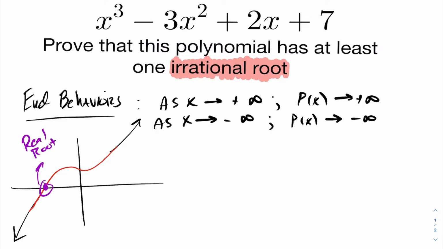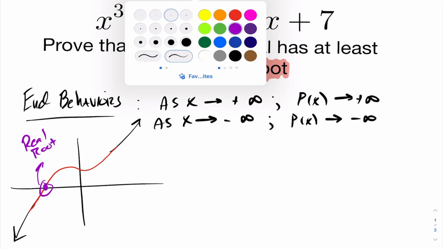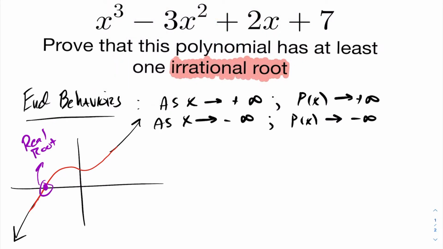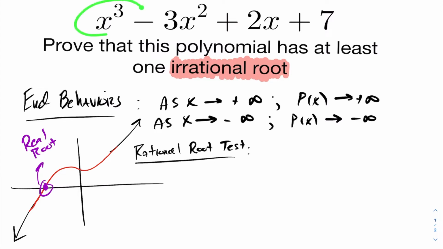So what we need to show now is that it is a real root, but more precisely, that the root is irrational. This is where the rational root test comes into play. If you missed the lesson on the rational root test, I will link that in the top right-hand corner. For those of you who've seen it, let's apply the rational root test. I know that if my polynomial has a rational root, because the leading coefficient here is 1, it's just going to be factors of the constant term.